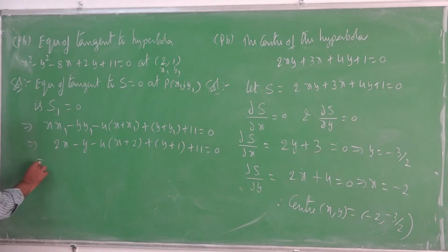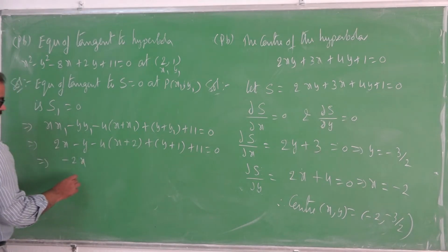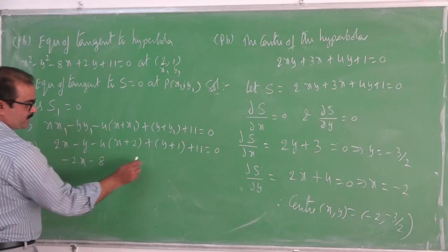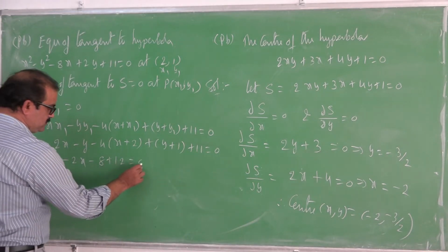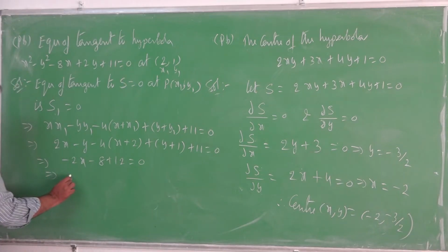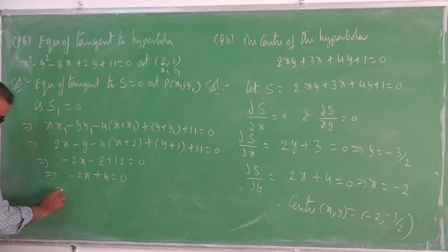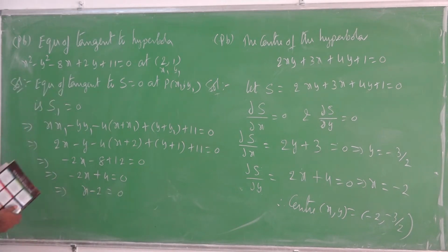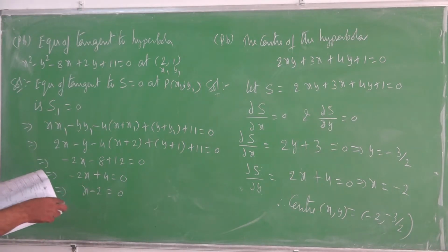Now simplify. 2x minus 4x is minus 2x. Minus y plus y cancel. Constant minus 8 minus 1 plus 11, 12 minus 8... is equal to 0. Minus 2x plus 4 is equal to 0. Take minus 2 common. x minus 2 is equal to 0. This is the equation of tangent.